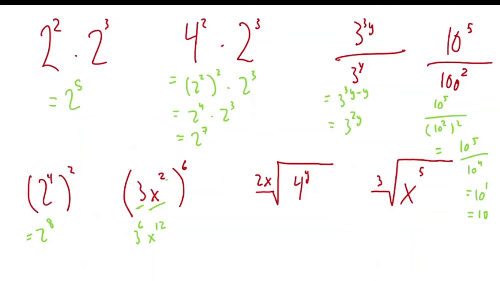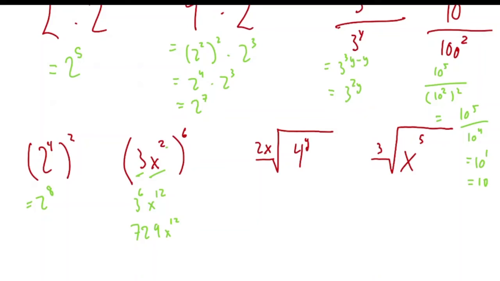Now 3 to the power of 6 is 729. So we'll simplify this to 729 x to the power of 12. For this next example, we have 4 to the y, to the root of 2x. So the first step we're going to do is change the base of 4, and we can simplify that into 2 to the power of 2. So we'll have 2 to the power of 2 to the y, under the root of 2x.